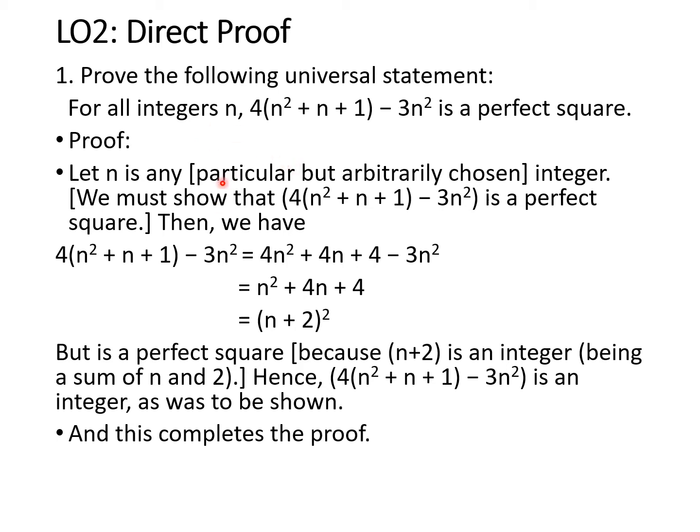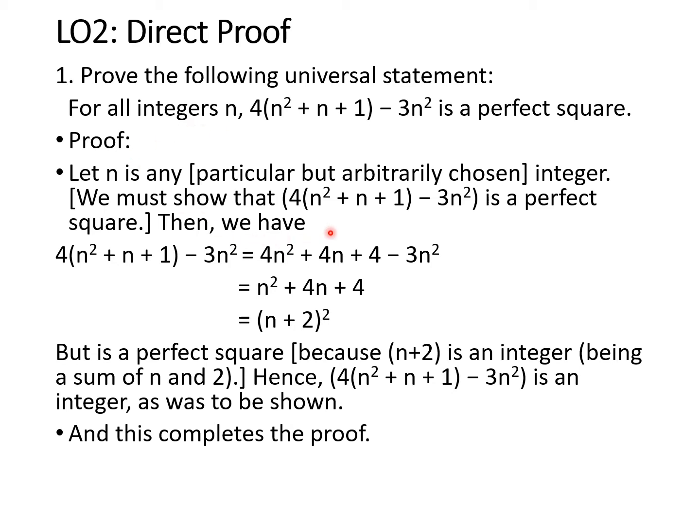So for example, prove the following universal statement. For all integers n, 4 multiplied by n squared plus n plus 1 minus 3n squared is a perfect square. All right, so the proof is stated.